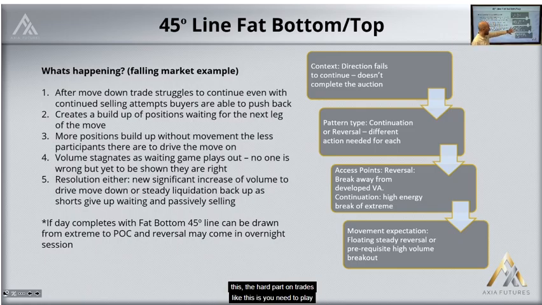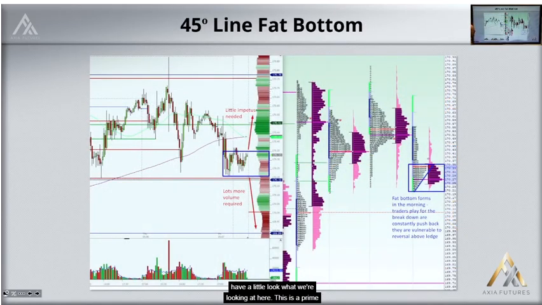The hard part on trades like this is you need to play it away from the developing value for the move back up. So that reversal point is a trickier one to work out. The continuation is easier because what is required is the high volume break. And if you don't have the high volume break, you never get the indication that this is the one to take. So rather than it being at a specific point, it's more about the nature of the move that tells you what's going on. And then it's a case of either the float or the acceleration. So let's have a little look at what we're looking at here.